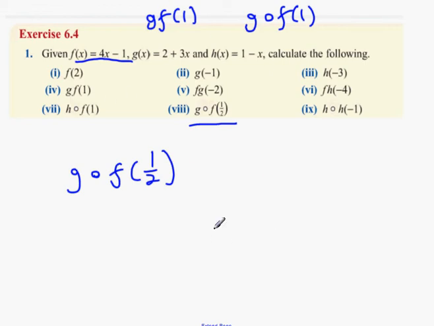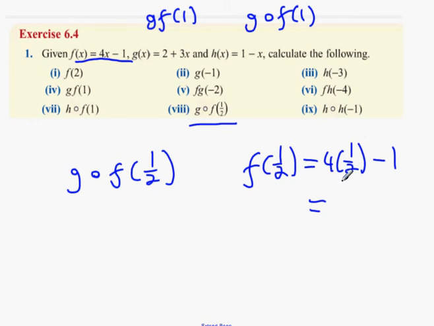Okay, guys. So what does the f rule say? 4 times whatever your number is. This time it's a half, and you take away 1. 4 times a half is 2. 2 minus 1, 1. Now you know your answer is 1. So you replace f of a half with 1. And now you have to do the g rule.